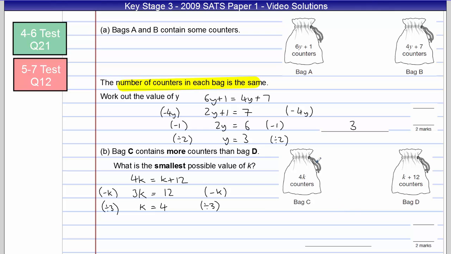But remember, there are more counters in this one, so the value of k can't be 4 because that would give us the same. So the value of k has to be one bigger, which is 5.